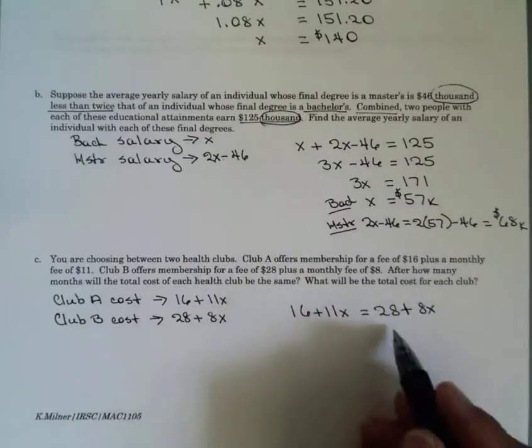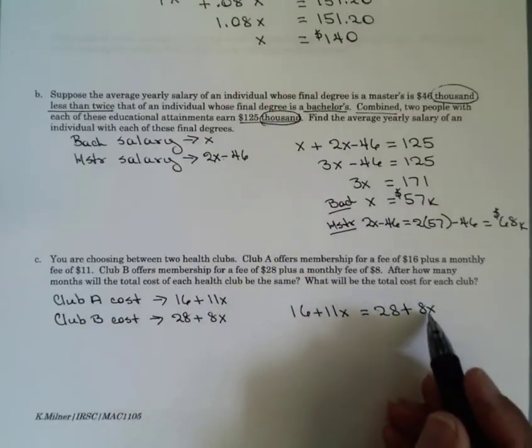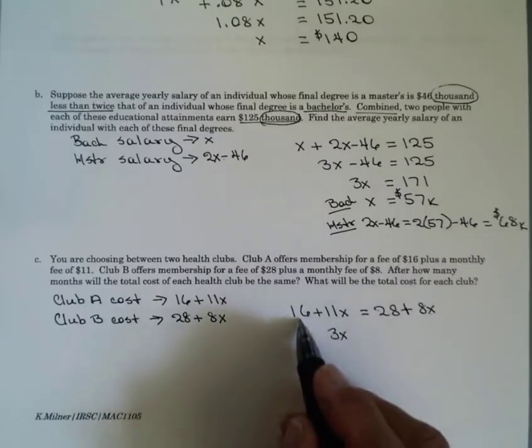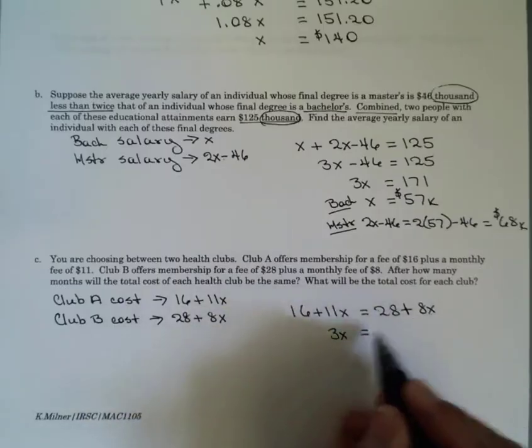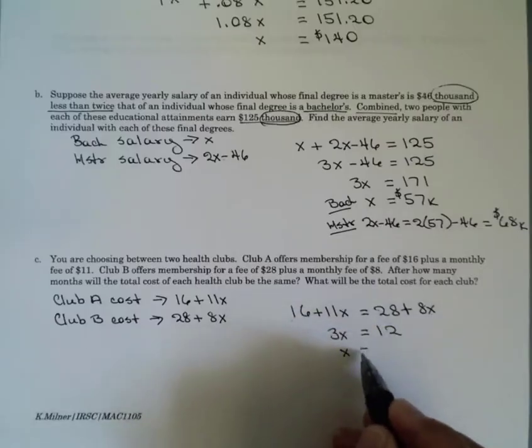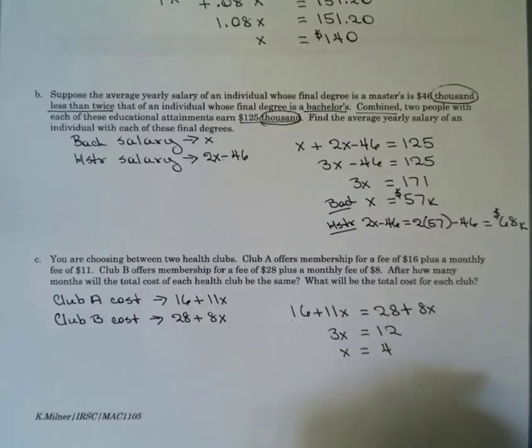All right, I need my X's to be on the same side. I'll start with the smaller one. Subtract 8X over here, subtract 8X over here: 11 minus 8 gives me 3X. That means I want to get rid of the 16, so I'll subtract 16 from this side. 28 minus 16 gives me 12. Divide both sides by 3, and I get X is equal to 4.